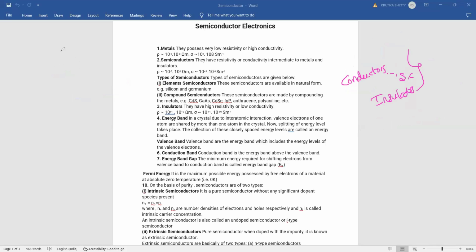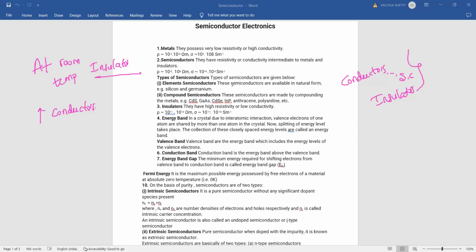How can we explain that? At room temperature, the material behaves as an insulator. So the semiconductor material, at room temperature, is behaving as an insulator. When the temperature is increased, it will start behaving like a conductor. Getting my point? So what is a semiconductor?